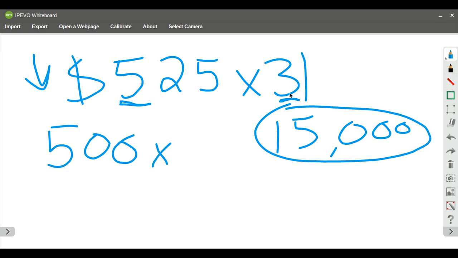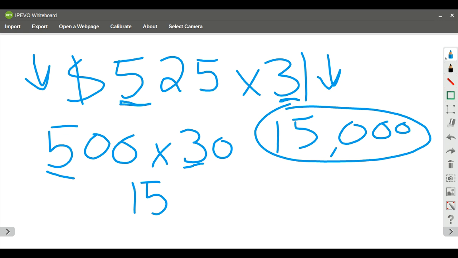Well, I need to round this first. So I'm going to round down because 1 is less than 5. So I'm going to multiply that by 30. Okay, so here's what I'm going to do now. I'm going to multiply my 5 and my 3. So my 5 times my 3 is going to be 15.